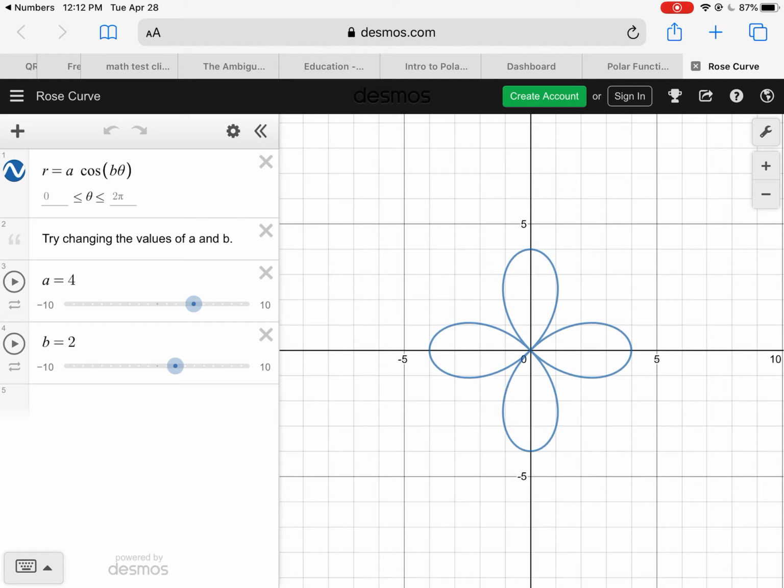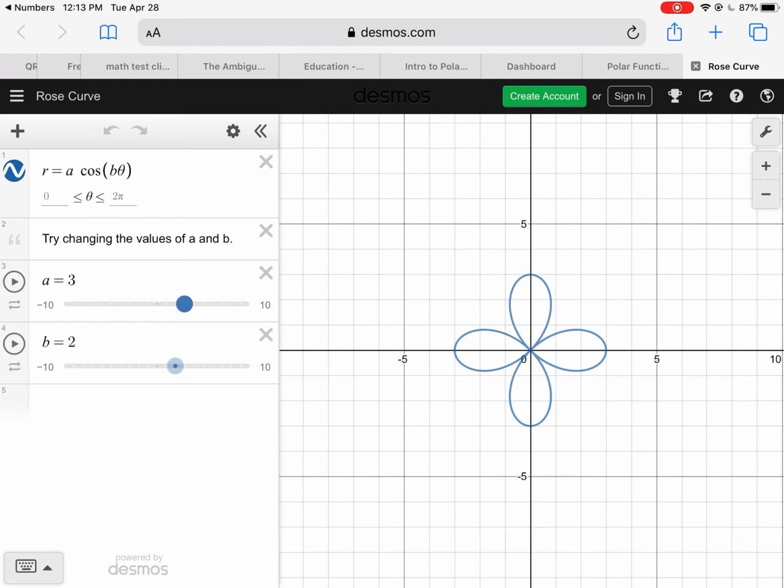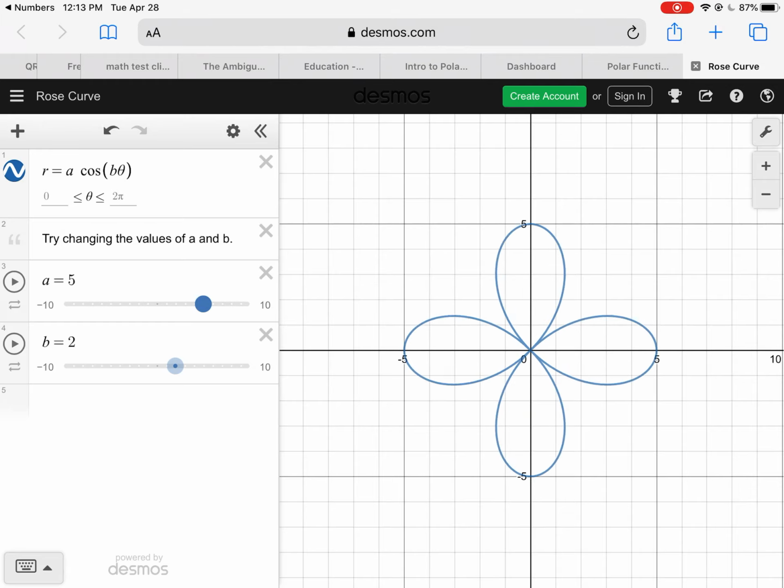So here I have the equation r equals a cosine of b theta. Notice I'm using the letter b rather than n, no big deal there. I have it so that a equals 4 right now, b equals 2. So let's adjust the value of a so you can see how that affects the graph here. Right now, notice I've got a flower that's got 4 petals to it. And you can see that this value of a just affects how large those petals are, the length of each petal. So right now I have a equals 5. You can notice that each petal has a length of 5 units.